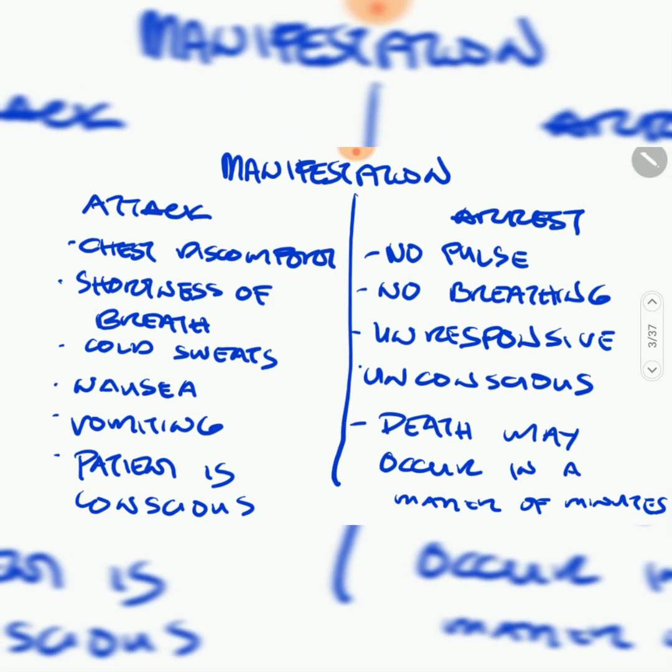For the manifestations, in a heart attack, there will be chest discomfort, shortness of breath, cold sweats, nausea, and vomiting, and the patient is conscious. While for cardiac arrest, the patient has no pulse, no breathing, and is unresponsive and unconscious. Death may occur in a matter of minutes. That's why this is the focus of our topic for today: cardiac arrest and how we are going to help a cardiac arrest victim.